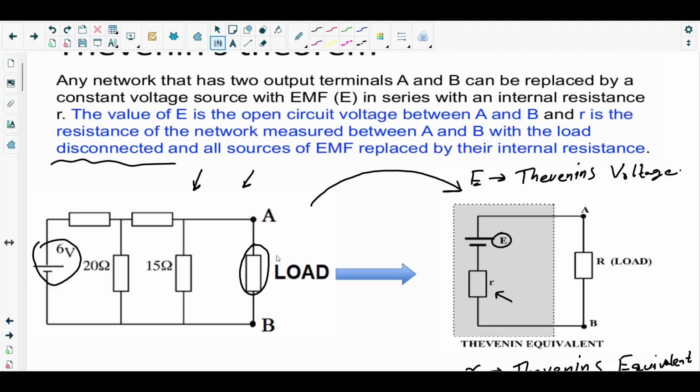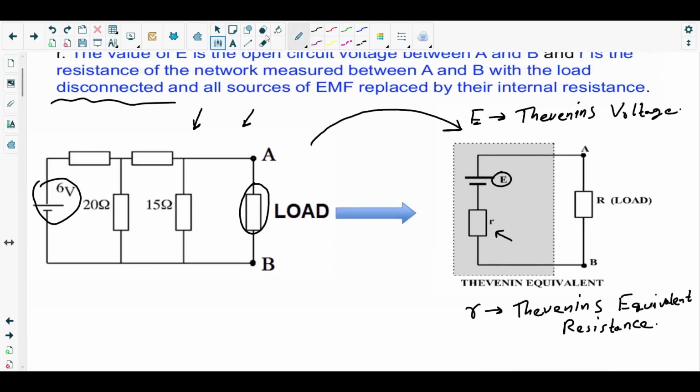So the next part is saying, if we disconnect this part of the circuit, that means if the load resistor is disconnected, then we will have only the A-B terminal. There's no load. So the Thevenin's voltage will be the PD across this terminal.